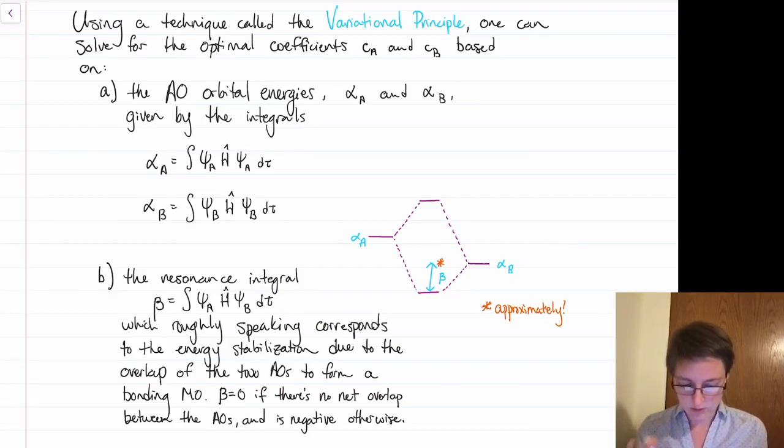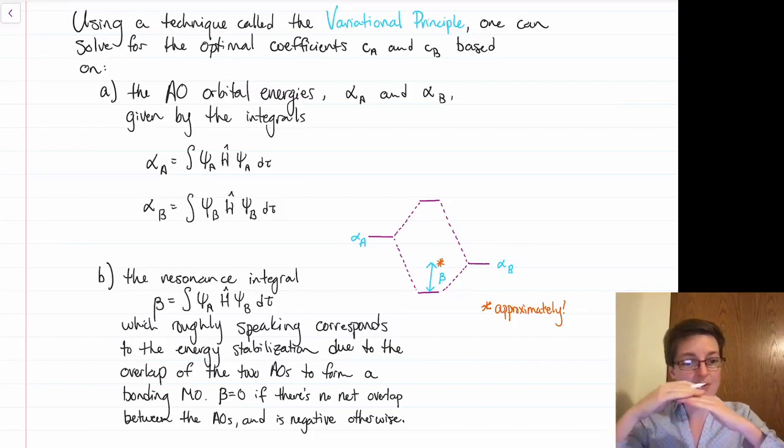The second quantity that we're going to need is something called a resonance integral. And very approximately, as I put it on this diagram, that resonance integral corresponds to how much energy stabilization we get due to the overlap of the two atomic orbitals to form a bonding molecular orbital.